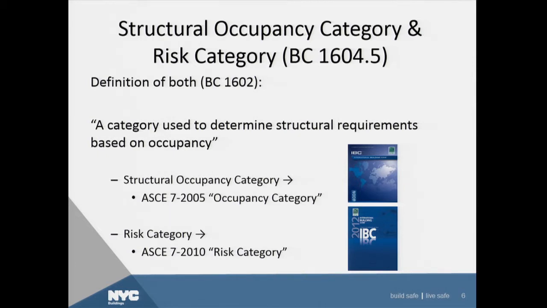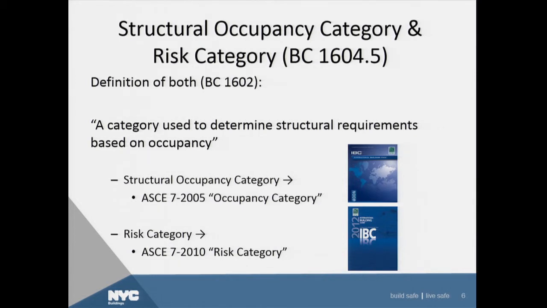So we added structural just to be clear, but ASCE 7-10 got the hint, and they changed it from occupancy category to risk category. Both terms have the same definition, a category used to determine structural requirements, basically, and it's based on the occupancy of the structure itself and the use of the structure. So wherever you see the term structural occupancy category, that's based on the IBC 09 text, and wherever you see risk category, it's based on the IBC 2012 requirements in ASCE 7-10.